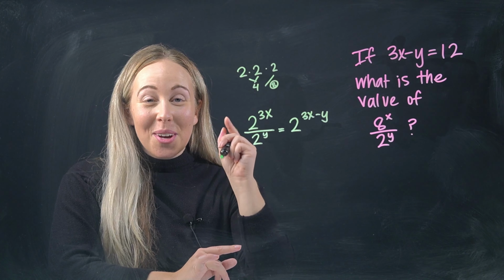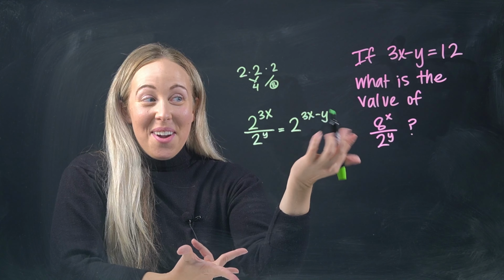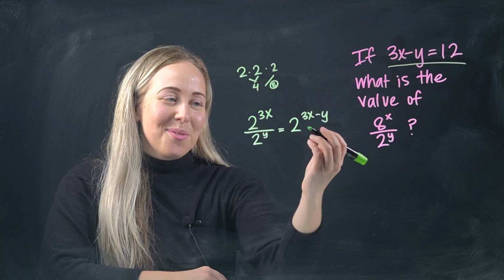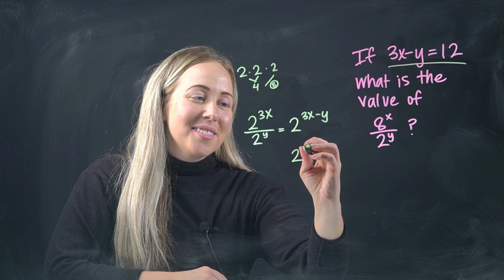And a lot of students will give up here. They'll be like, well, that's it. I don't know how to find x and y. They're not telling us anything it's equal to. Always reread the problem to see if they put any information in there for you that's helpful. We see that 3x minus y is 12. What do we got here? 3x minus y is 12. The answer is 2 to the 12th.